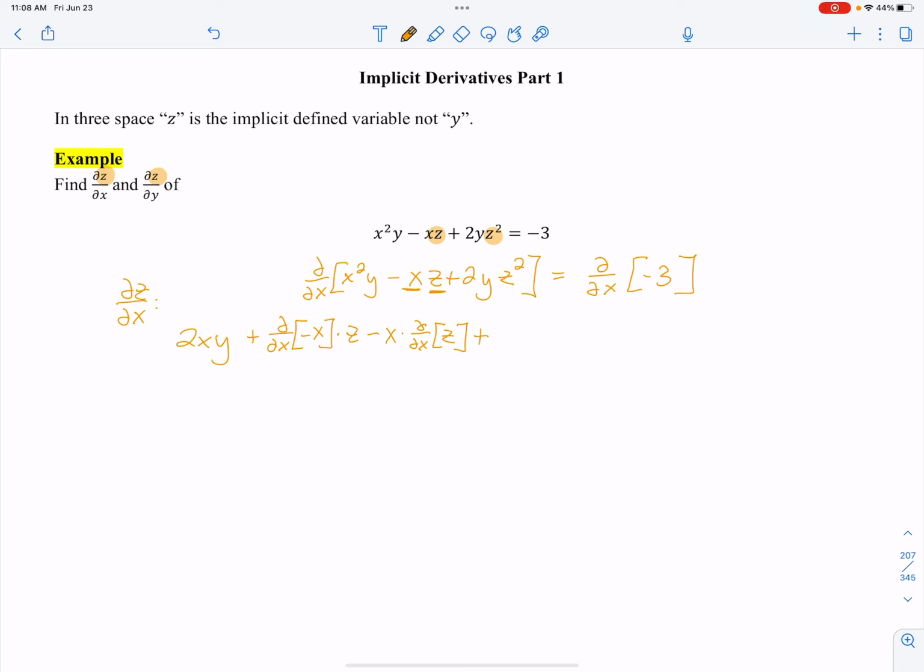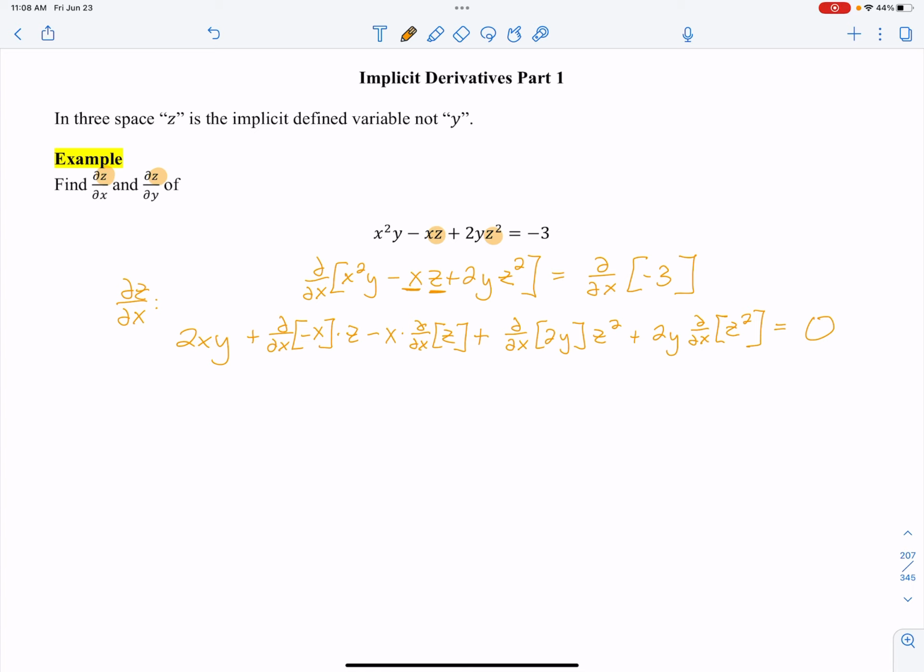Now I do the same thing for this next part, except, thankfully, the 2y is a constant, but that z squared is what's going to hold us up. We could break this down again if we wanted to. Let's just do it to keep things consistent. I could do that times z squared, and we know how that's going to work out, plus 2y times the partial of z squared now. And then the right side, it's just negative 3. We get that big 0 there.